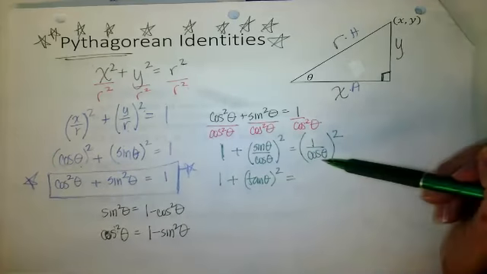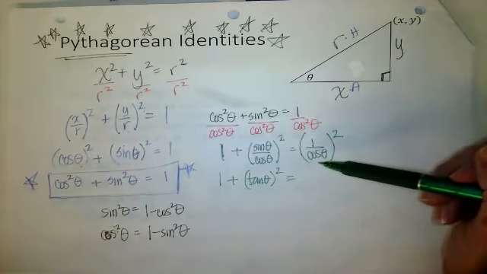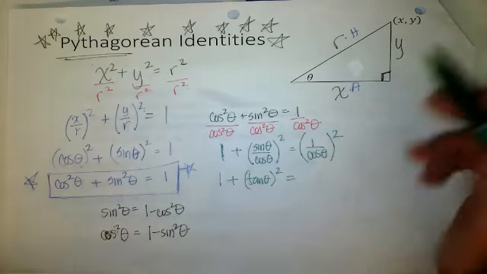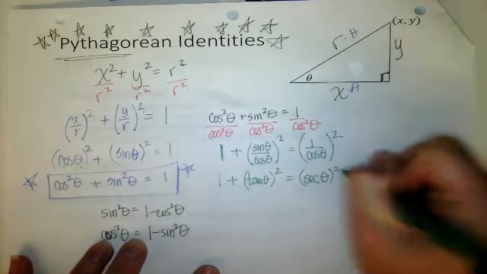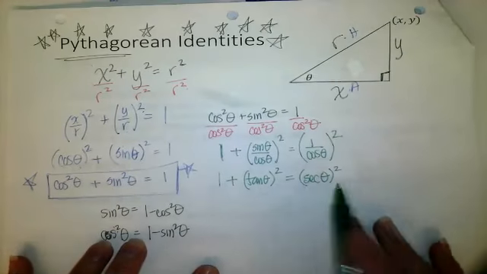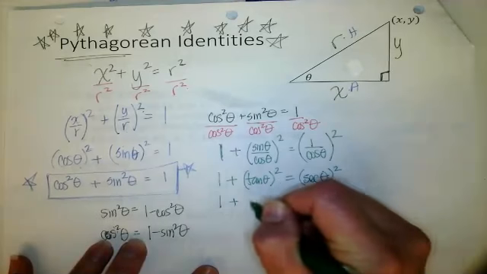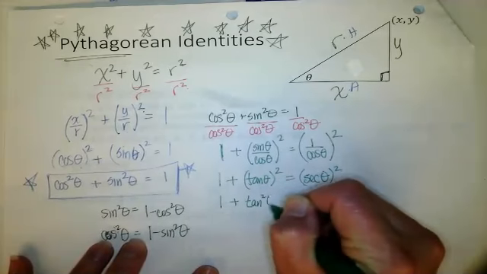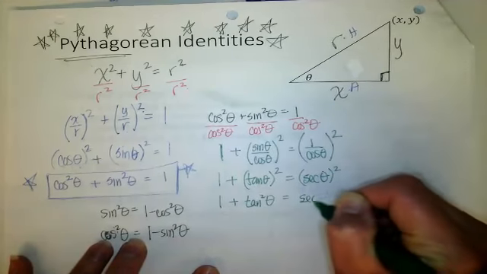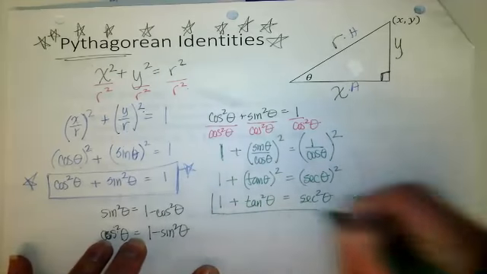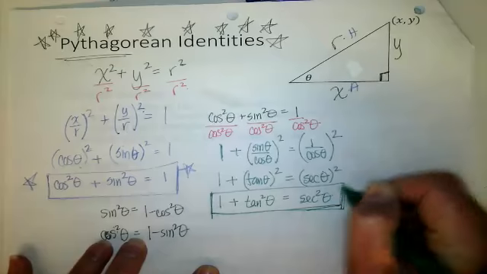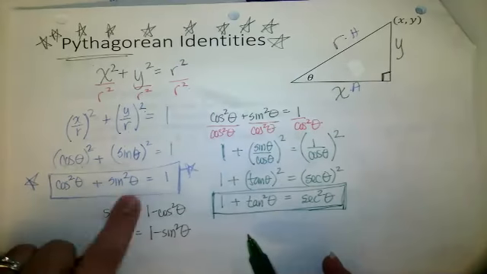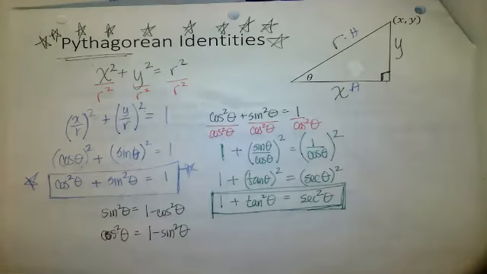And what is 1 over cosine? Secant. Very good. Secant theta. And it's being squared. And again, this is the old school notation, so just moving that power. So tangent squared theta plus 1 is equal to secant squared theta. And this is the second Pythagorean identity. And again, it just came right from the original one and dividing through.